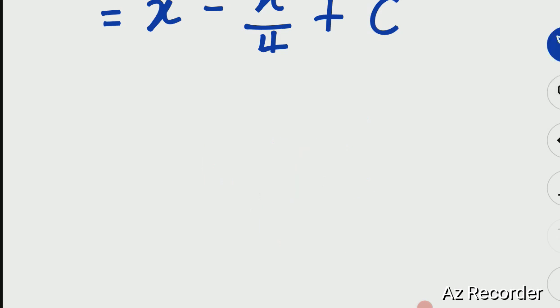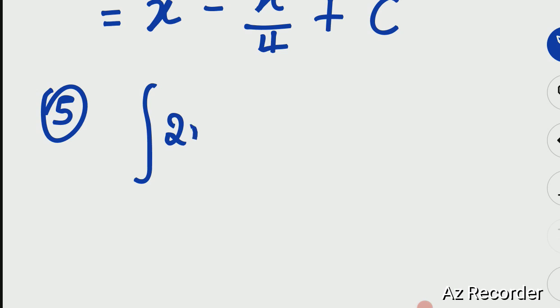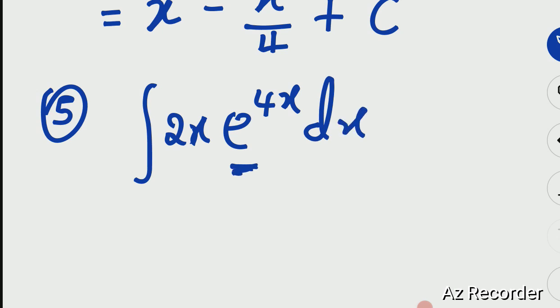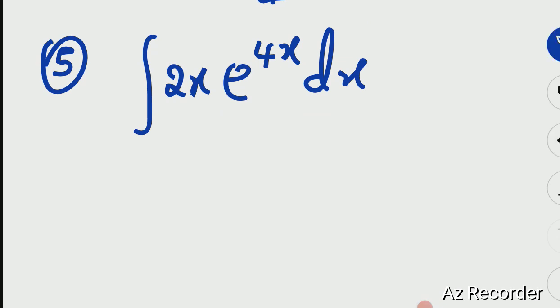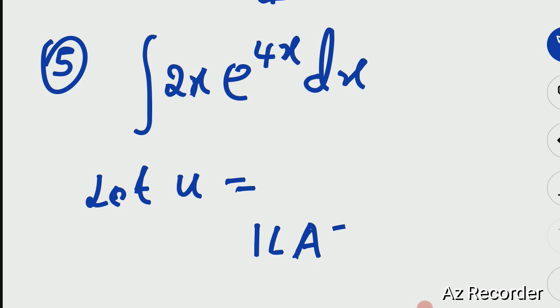So let's take number 5, which is the last point. We're going to take the integral of 2x e to the 4x dx. So this is exponential. Let's take an equation on that and solve. So let's move ahead. For this we are going to have u. Let u equal, when we look at ILATE, which one comes first?